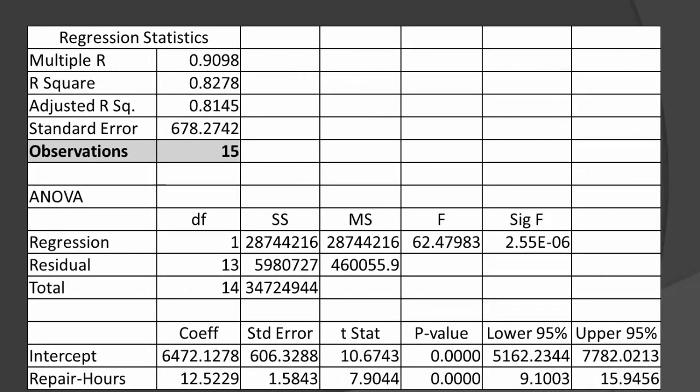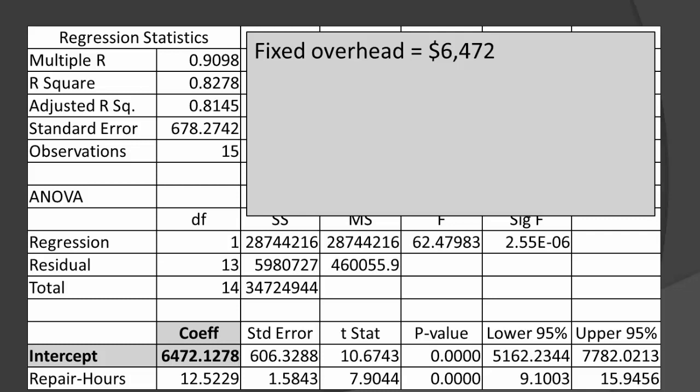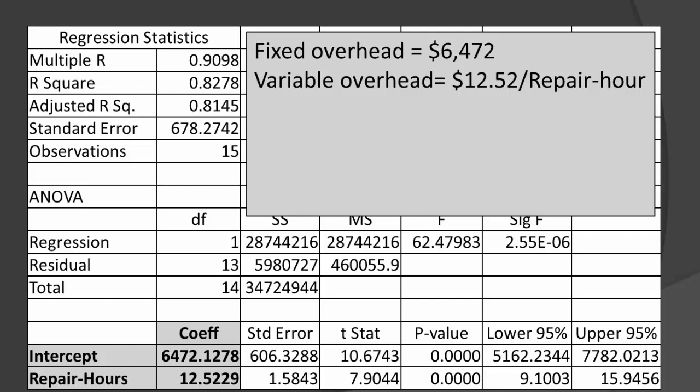Now let's take a look at the lower part of the regression output. The y-intercept is the place where our straight line crosses the y-axis. In our model, that represents fixed cost, the amount of our overhead cost that would be there regardless of our level of activity. And our regression tells us that our fixed overhead costs are estimated to be $6,472.